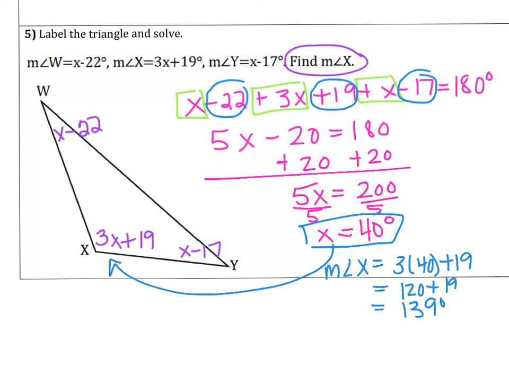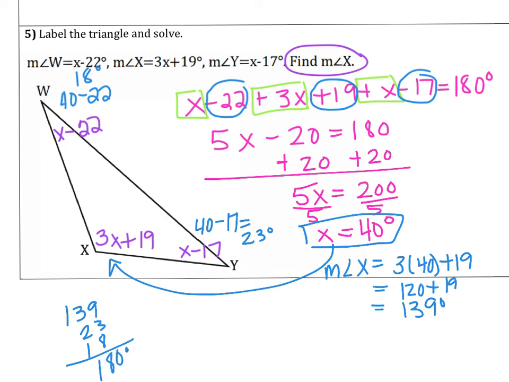Now, I cannot help myself. I need to check to make sure this is correct. So what I'm going to do, I'm going to come up here and I'm going to plug in 40 minus 22. And that will give me the measure of angle W is 18 degrees. And then down here, angle Y, I'm going to have a 40 minus 17, and that will give me 23 degrees for angle Y. Now, if I add up 139, 23, and 18, if I add these numbers, I am going to get that, in fact, my algebra is correct, that I get 180 degrees, so I am super happy.